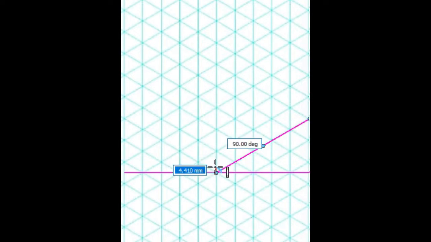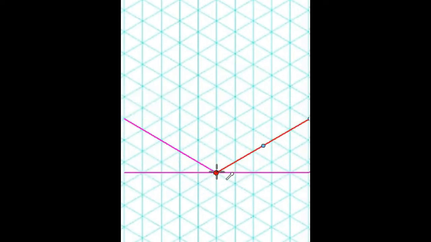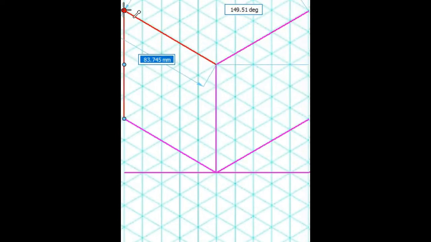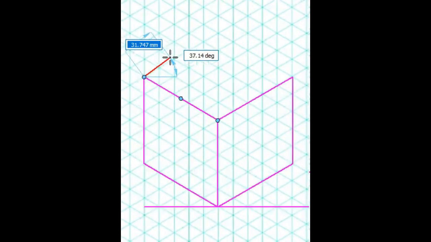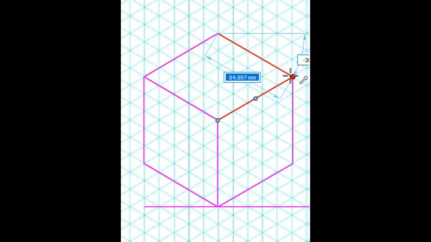Similarly, from this point, count 5 boxes: 1, 2, 3, 4, 5. Next, similarly, from this point, 1, 2, 3, 4, 5. Similarly, from this point, count 5 boxes. Here, 1, 2, 3, 4, 5. Similarly, here 1, 2, 3, 4, 5. Next, remaining is what? Here also, it will be all 5 boxes.